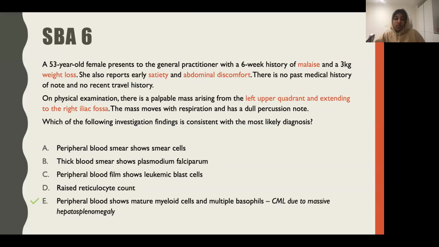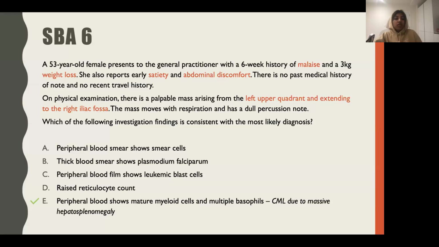Thick blood smear showing Plasmodium falciparum is malaria, and that's got nothing to do with this because there's no fever, travel, anything like that. C, peripheral blood film shows leukemic blast cells. So I think it's between C and E, so C is AML and E is CML.